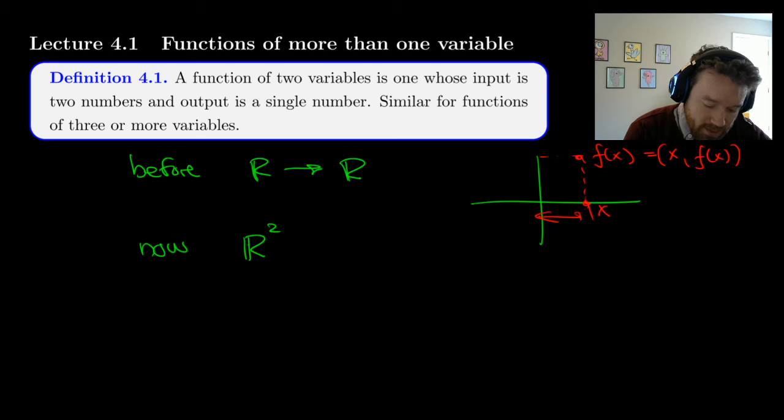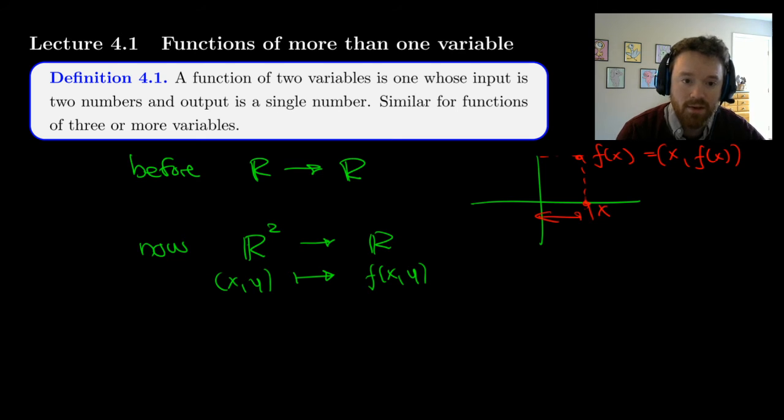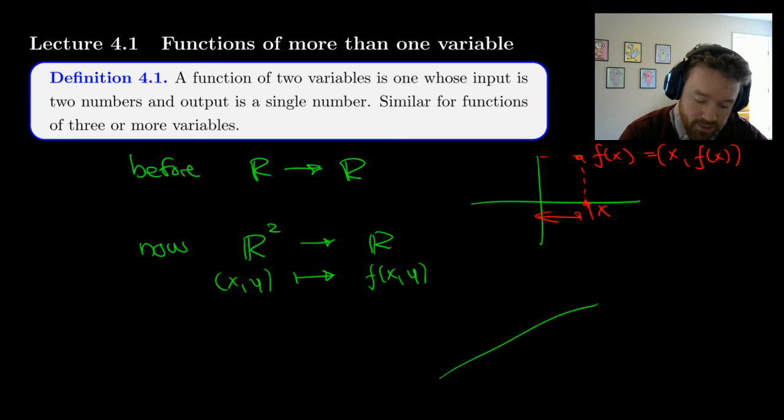So we'll be taking inputs in R2 and outputting something in R. That's going to look like taking some x, y and mapping it to some f of x, y. Now, I'm aware that what I'm writing down is just symbols right now, right? So it's nice to see what these actually look like.